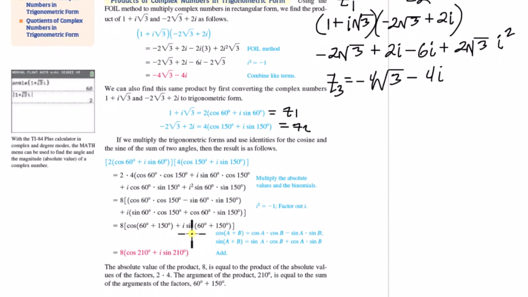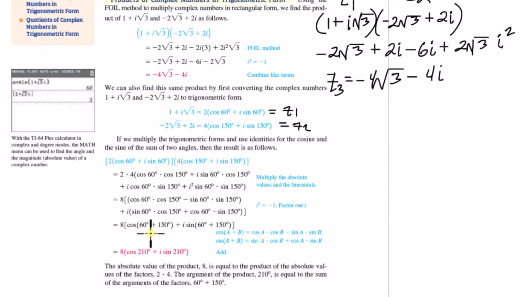And so 60 plus 150 is 210. So here's the final answer. That's Z3. If we took the cosine of 210, the sine of 210, and distributed the 8, we get this.